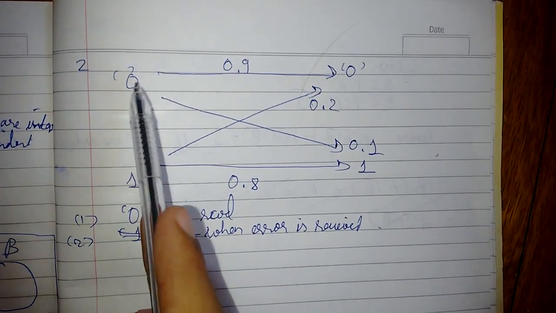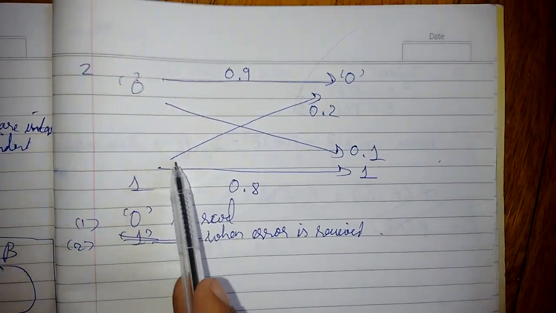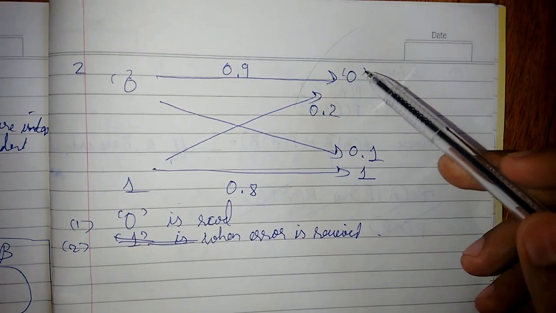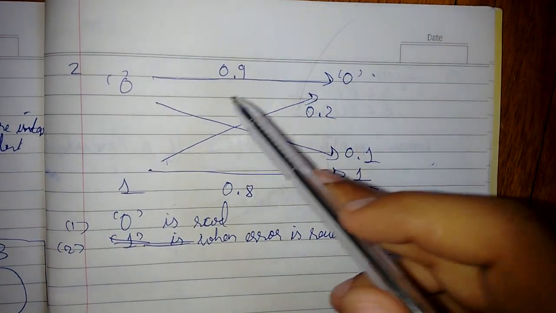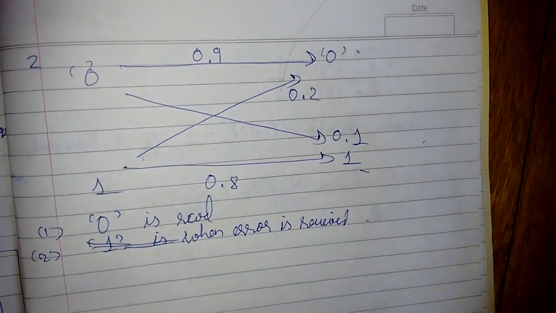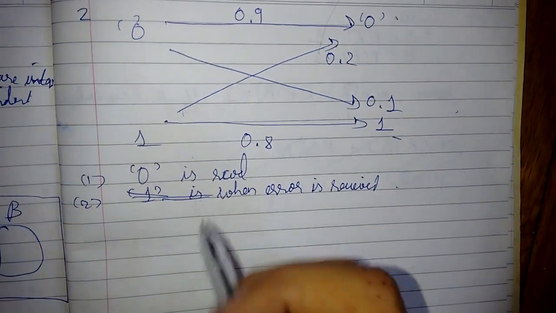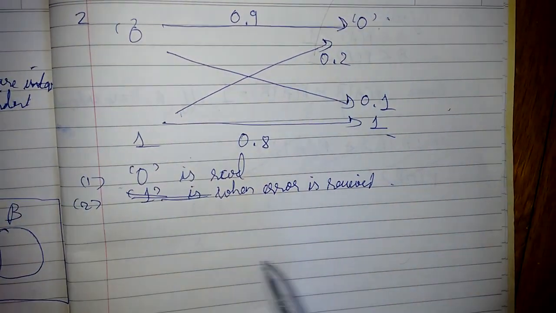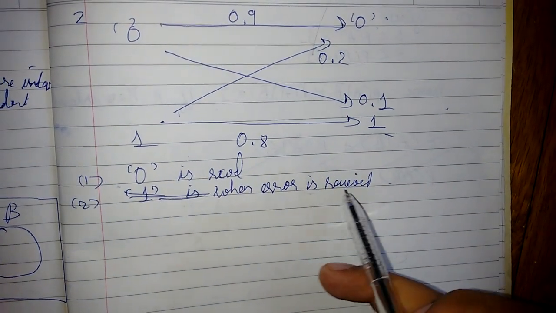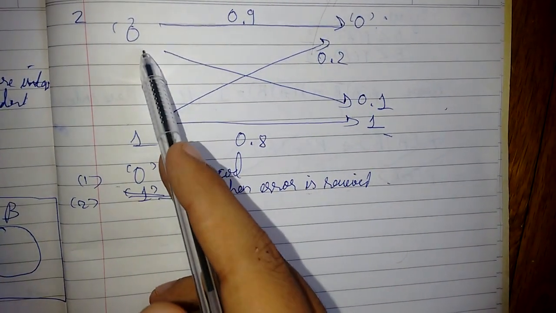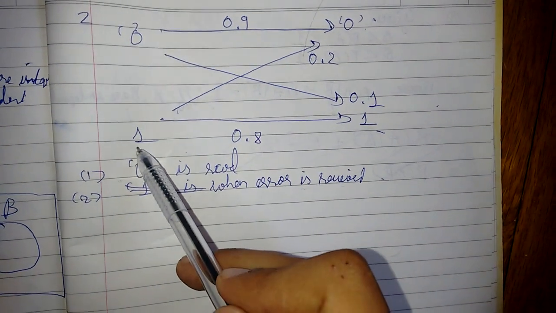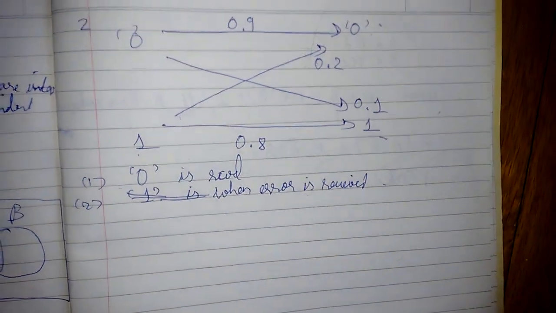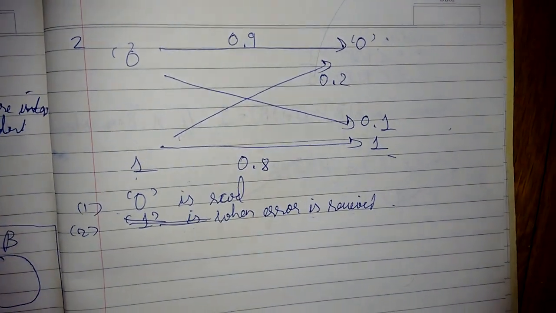System. This is the data being transmitted, that is 0 and 1, and this is the data being received, that is 0 and 1, and here are the probabilities. So the question is that we need to find, number 1, the times 0 is received, and number 2, whenever an error is received, that is when we are sending 0, 1 is received, and when we are sending 1, 0 is received. So let's first divide all of them into events.